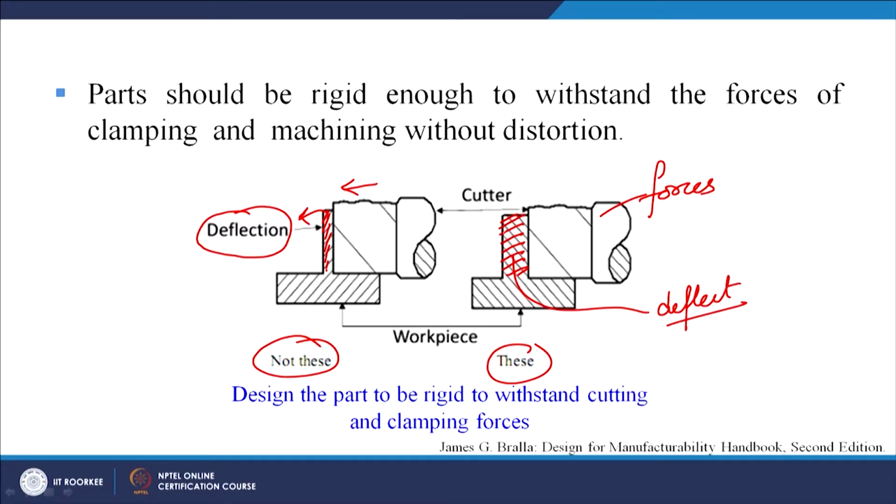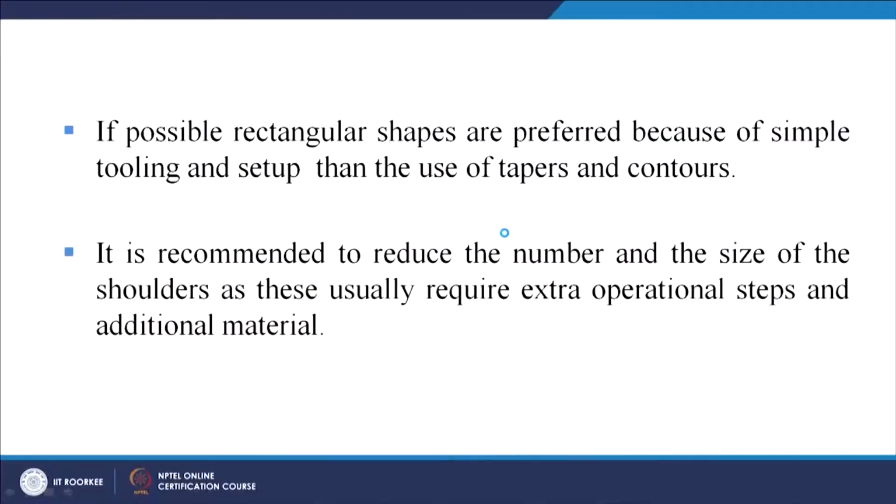So we must design the part in such a way that the tool is not able to deflect or deform the section. Design the parts to be rigid to withstand the cutting and the clamping forces. So cutting and clamping forces must not be able to deflect or deform the surface, which is not desirable. Then if possible, rectangular shapes are preferred because of simple tooling and setup compared to the use of tapers and contours.